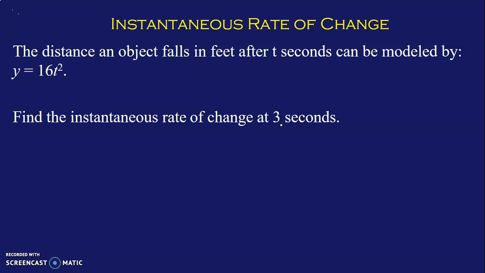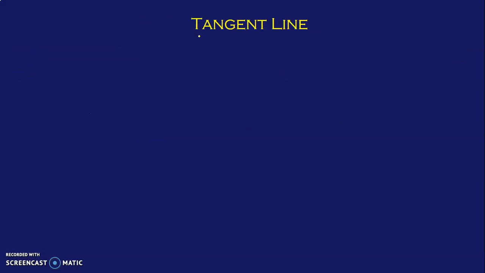Before we were finding the average rate of change, where you just use the slope of a secant line. When we want to know the instantaneous rate of change, so how fast it's moving at exactly 3 seconds, that's when we're going to look at the tangent line. So let's get an idea of what this picture looks like.